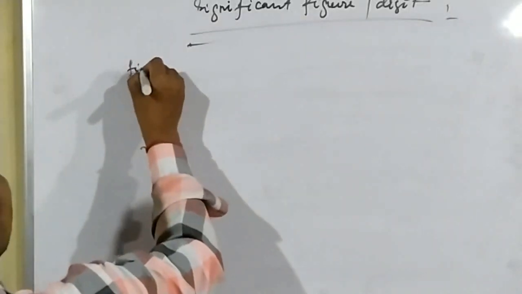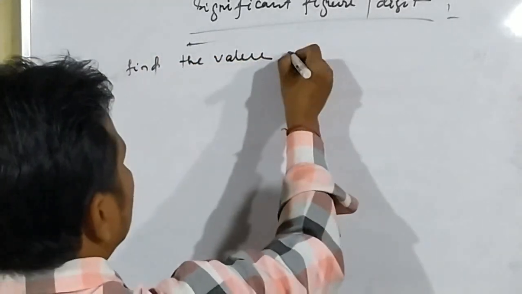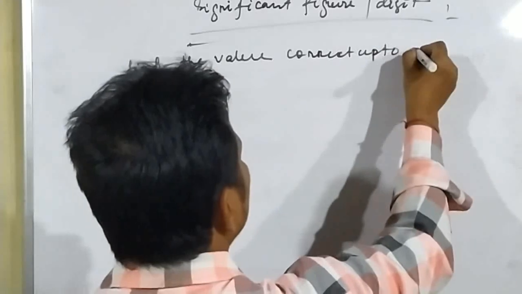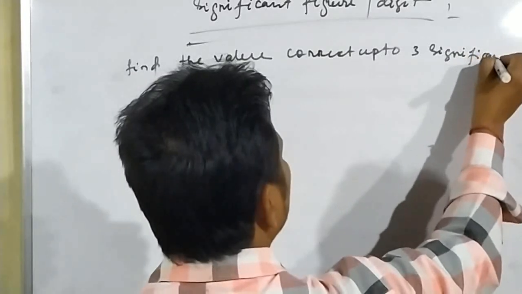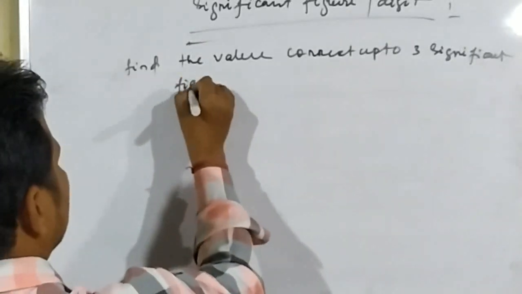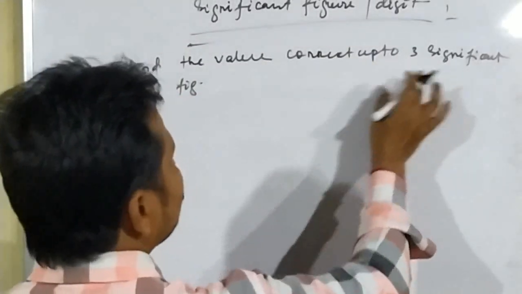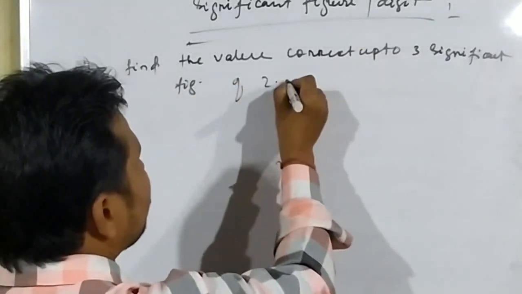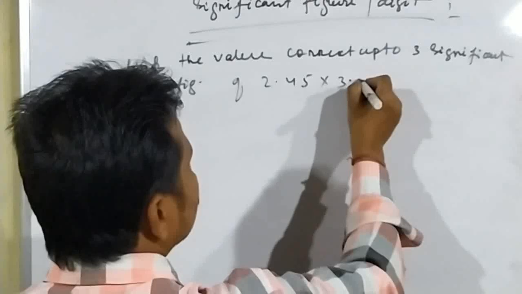Suppose we will find the value correct up to 3 significant figures. That means we have to calculate the value correct up to 3 significant figures of 2.45 into 33.4, suppose.